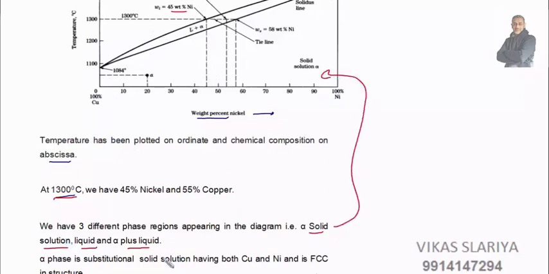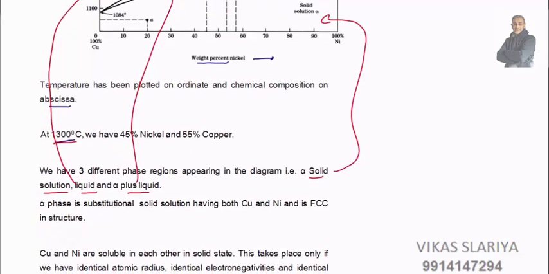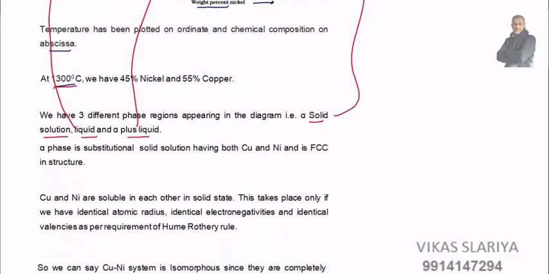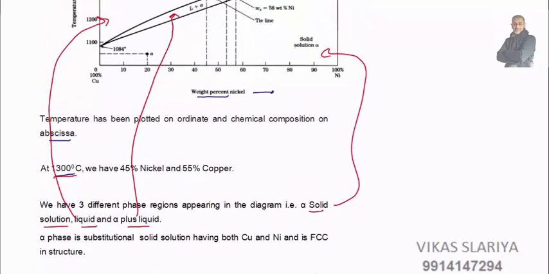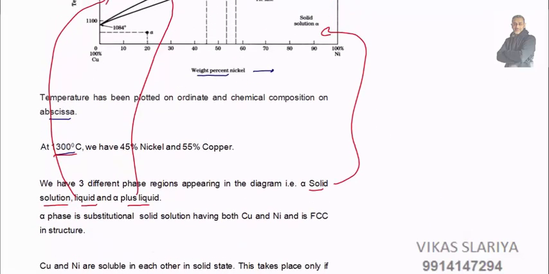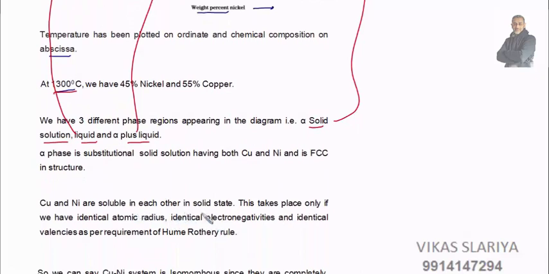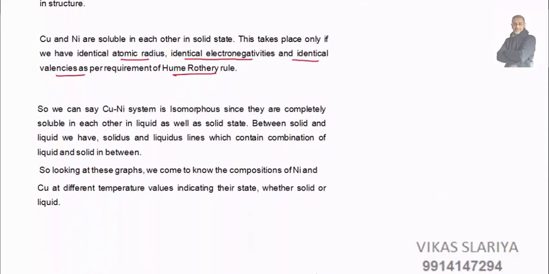So this is solid, this is liquid, and this is alpha plus liquid. Copper and nickel are soluble in each other in the solid state. This takes place only if we have identical atomic radius, identical electronegativities, and identical valencies as per the requirements of the Hume-Rothery rules. In a way we can say that the copper-nickel system is isomorphous, since they are completely soluble in each other in liquid as well as solid state.